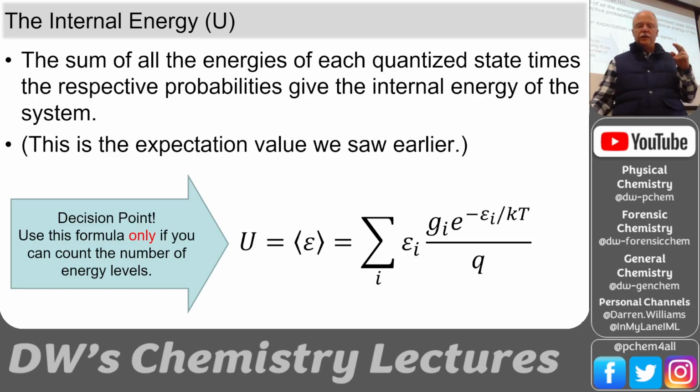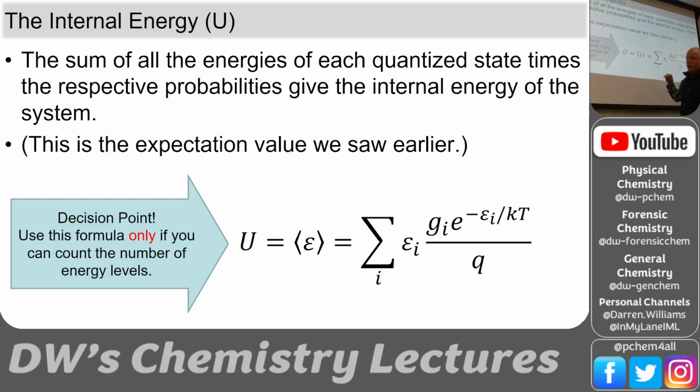So you have a decision point. Whenever you're asked to calculate the internal energy of something, you need to decide whether you can count the number of levels or not. Okay. And so if you can count the number of levels, like a 2-level or even a 5-level system, there's no difference calculation-wise between a 2-level and a 5-level system, except it's more tedious to do the 5 levels. You're calculating the Boltzmann factor 5 times, adding them all up to make Q and all of that. Okay, so if you have a countable number of levels, then this is what you would use.